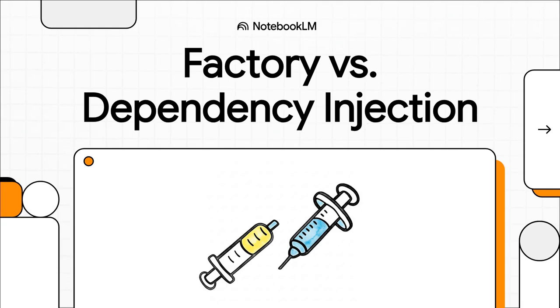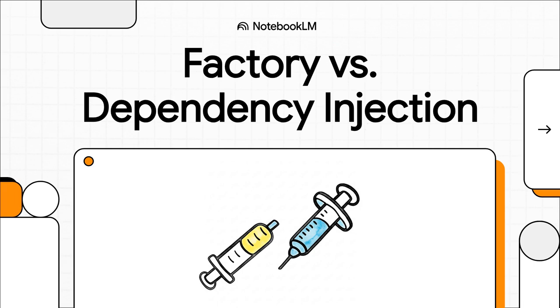All right, let's get right into it. At the core of any good software design, there's this big question. How do we actually manage all the connections between the different pieces of our code? Well, today, we're going to look at two really powerful patterns that try to answer this, but in totally different ways. The factory pattern and dependency injection.